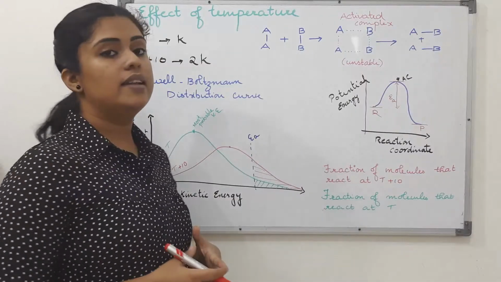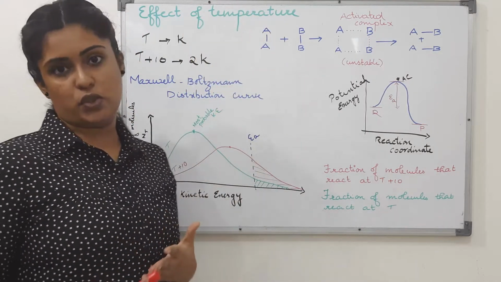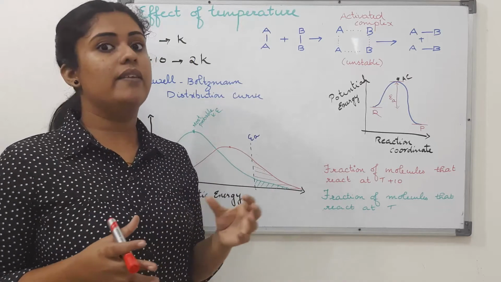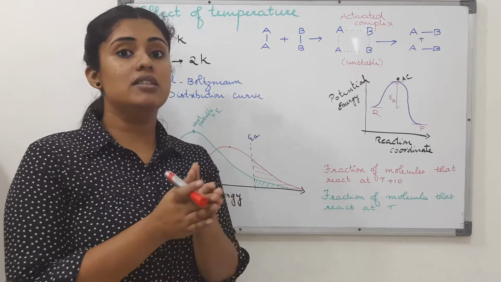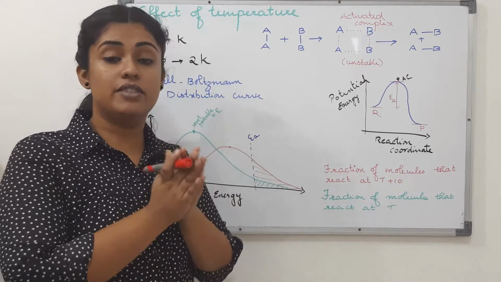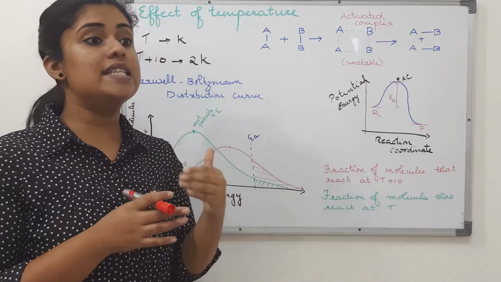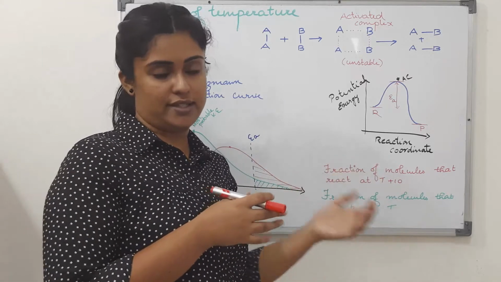Clear? Let's move on to the next factor, that is the role of temperature on reaction rates. As I already told, chemical reactions take place when reactant molecules collide with each other to form the products. And these reactant molecules should have sufficient energies and they should be in suitable orientation so that they can have effective collisions and finally form the proper products, right?